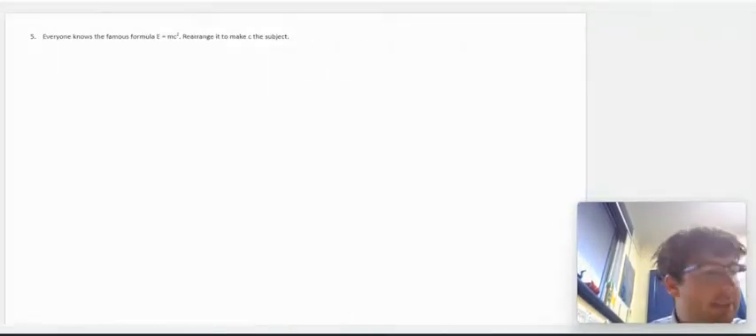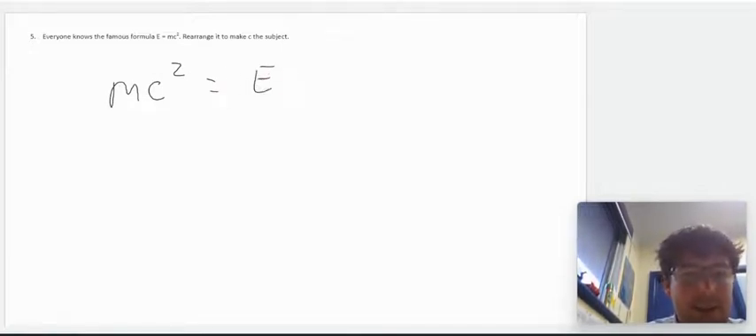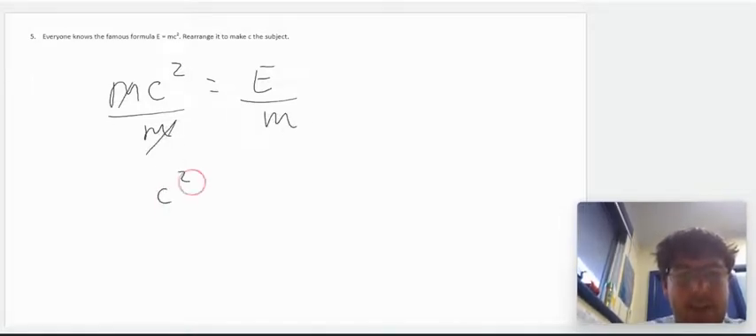Next question. Everyone knows this formula. We need to rearrange it to make C the subject. So let's first switch the sides. So MC squared equals E, because we're trying to make C the subject. Now what we do is we divide both sides by M. That cancels that out there.